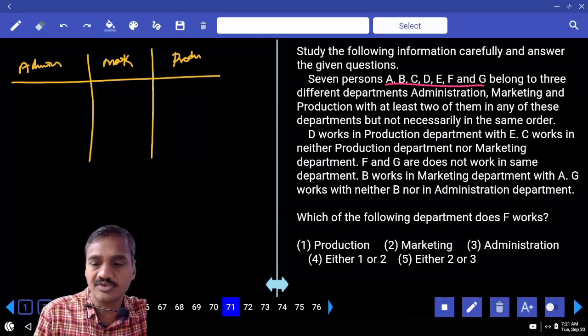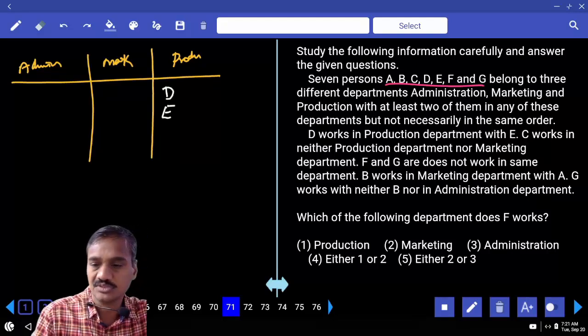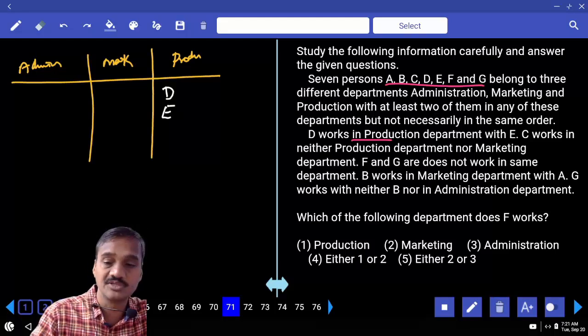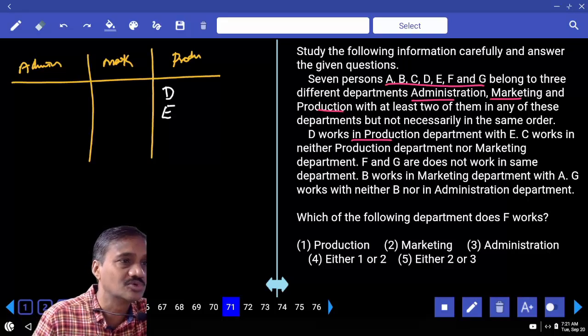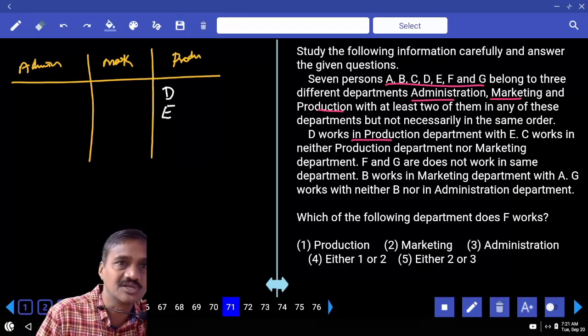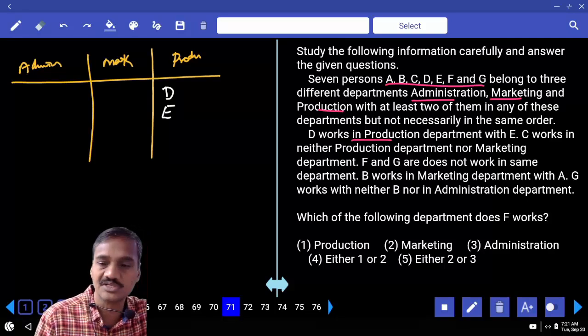Then D works in production department with E. Now D and E are working in the same department. D works in production department with E and C works in. This comes under the common parameter. Why a common parameter? Only 3 departments were there, but there are 7 persons, more than 1 person working in each of the departments, hence we need to divide according to the parameter. If we divide like that, it becomes easy for us.